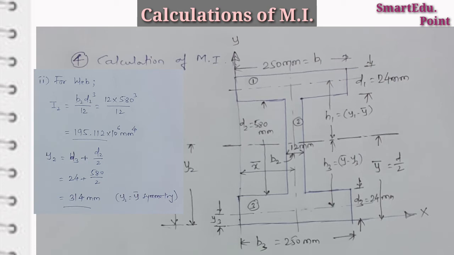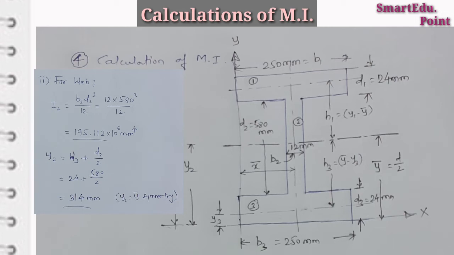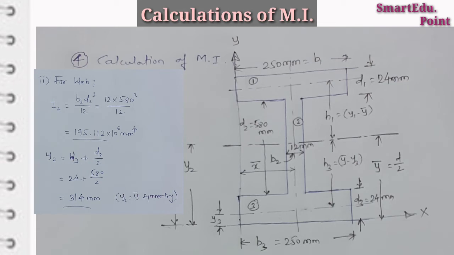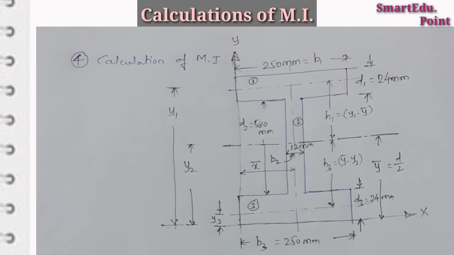Again, depth of CG from the base of the section or bottom of the section, y2, will be equals to 24 plus 580 divided by 2. It will give 314 mm, which is same as the y for the total section. Due to symmetry, these will be same.